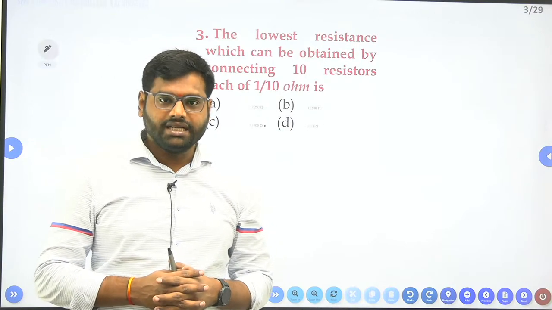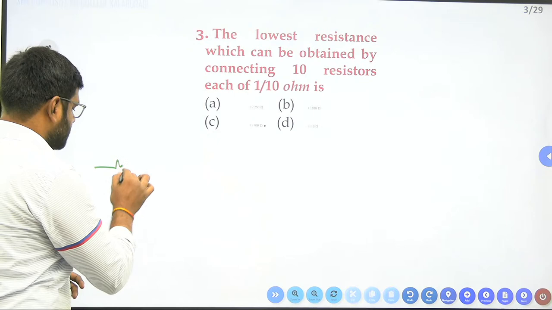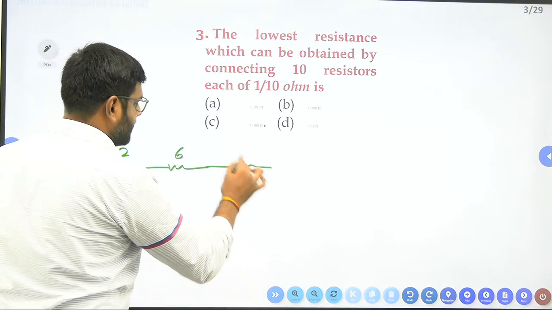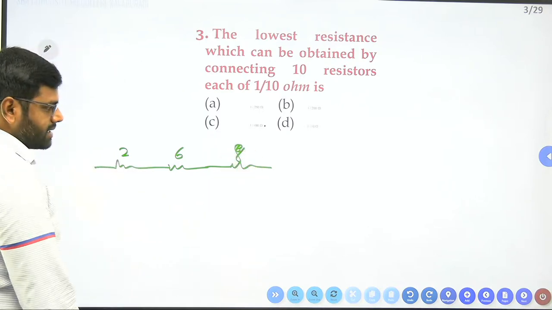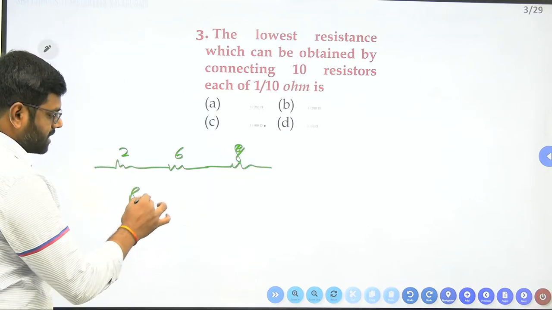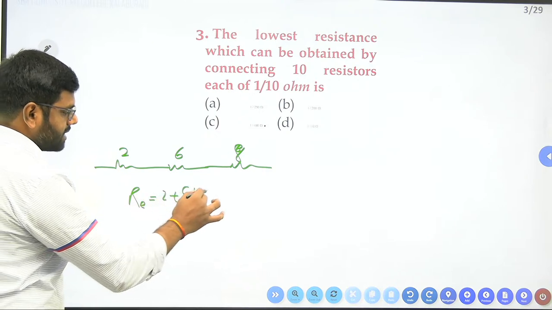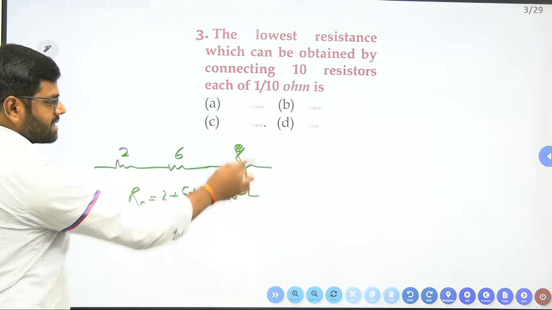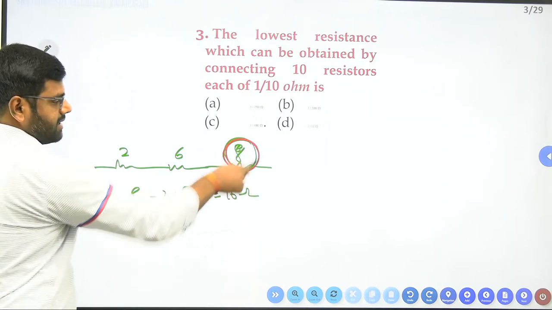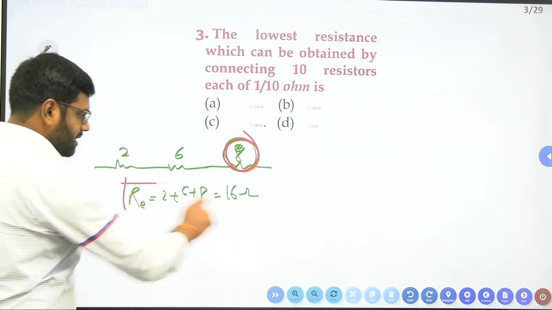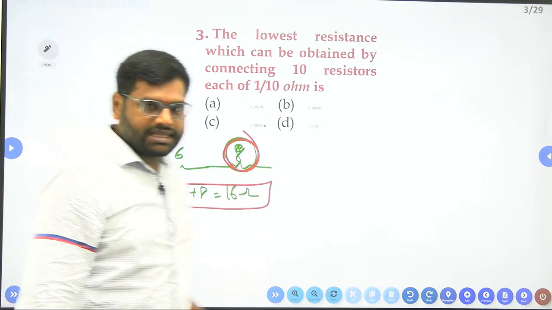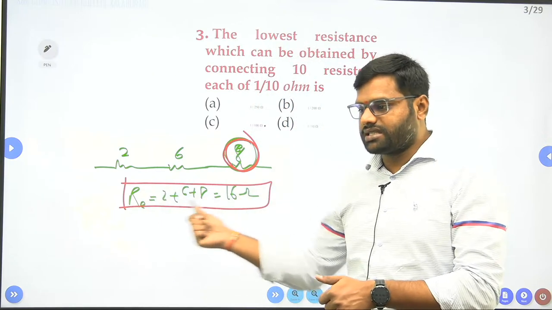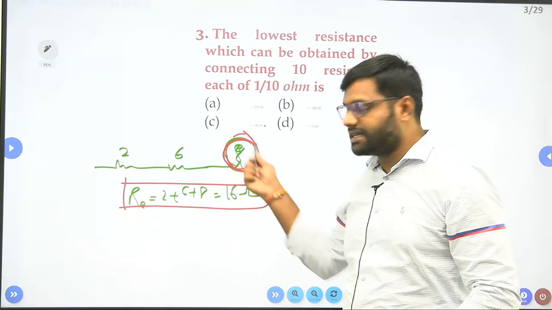Are you getting it? For example, if you have connected 2 ohm, 6 ohm and 8 ohm in series, then what effective resistance will we get? Effective will be 2 plus 6 plus 8, which is equal to 16 ohm. Yes or no? But the largest resistance connected in series is 8 ohm, while the effective is 16 ohm. That means the effective resistance in series is larger than the largest resistance connected in series.